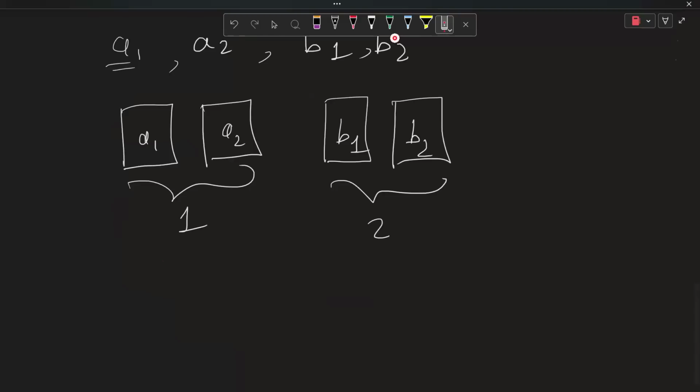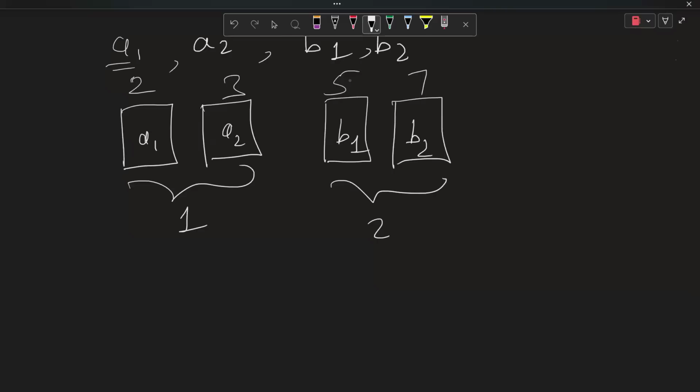Then in the second round, they would turn the other card up. So let's suppose in the first round the values given were A1 equal to 2, A2 equal to 3, B1 equal to 5, B2 equal to 7. Let's suppose we are given this.